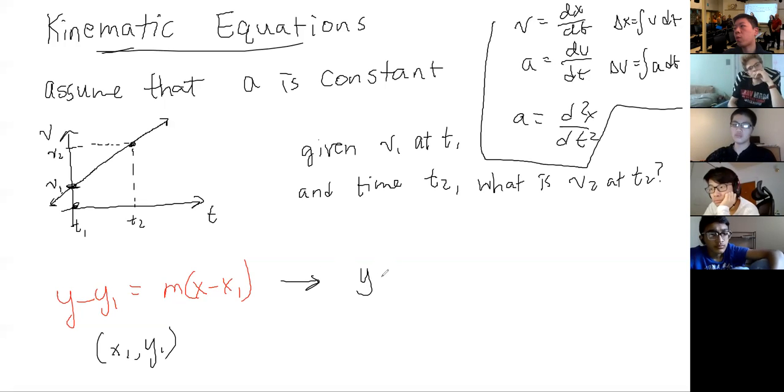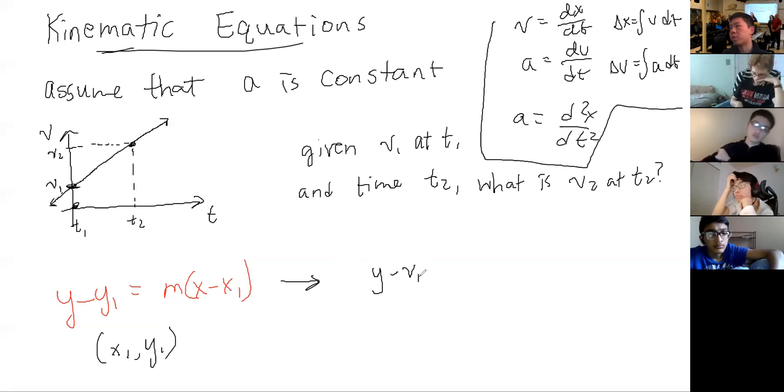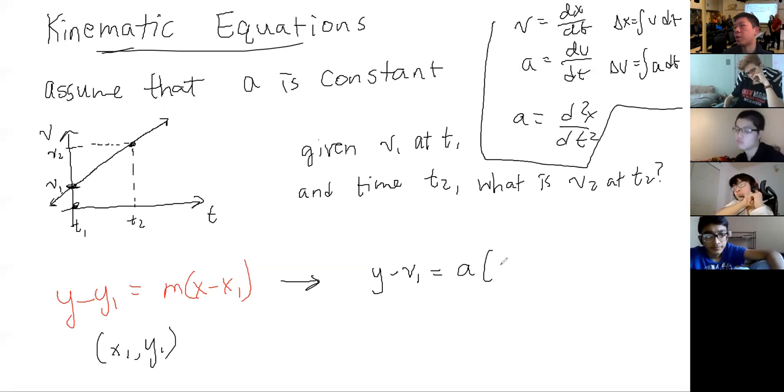Right, so we know our y1 is v1. We want to find the equation of the line. So y minus v1 is equal to, and what is the slope of the line? A. Yeah, that's right. It's changing at a rate of A, and that's going to be the slope. So it's going to be A times x minus x1.